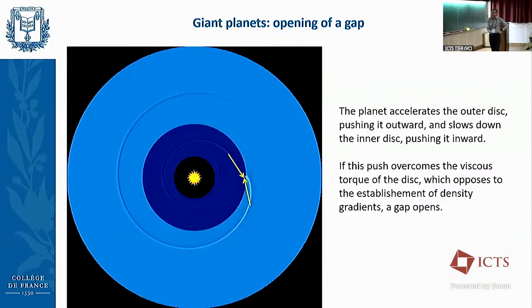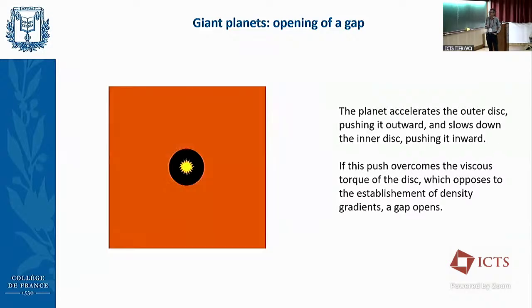Of course, the disk has internal forces due to viscosity, due to pressure, that try to oppose this force of the planet. But if the planet is big enough, it can overcome the internal forces of the disk, and then a gap can open, because the planet manages to push the outer disk outward and the inner disk inwards, creating a depletion in the gas density along its orbit. This is what we are going to see in this movie.